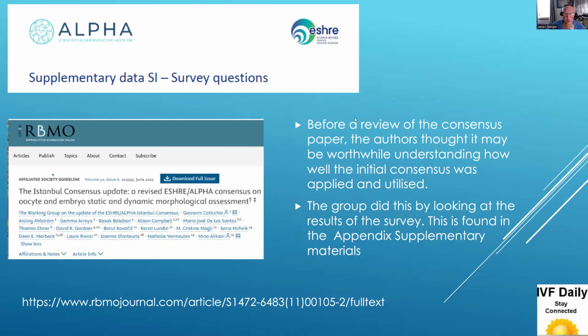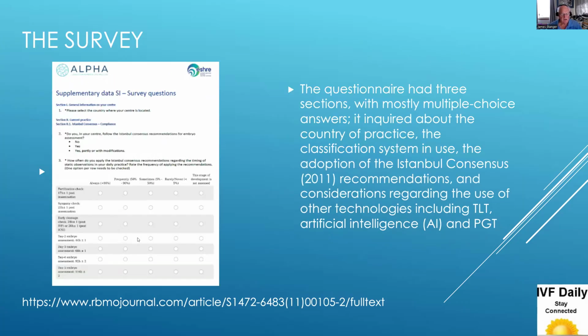However, before reviewing the consensus paper, the authors thought it may be worthwhile understanding how well the initial consensus was applied and utilised. The group did this by looking at the results of a survey, which is found in the document's appendix supplementary material. The survey, as I understand it, was largely a manual one, where they were sent to a variety of clinics who filled it out, and then someone diligently compiled that data into a graphic form.